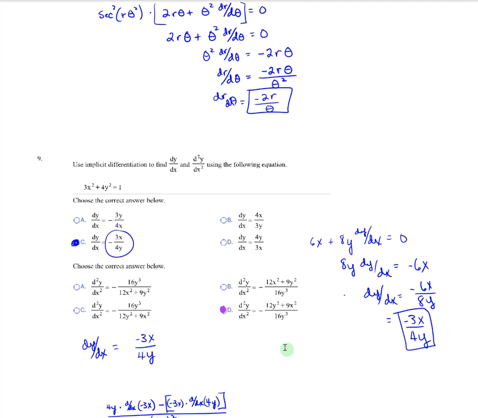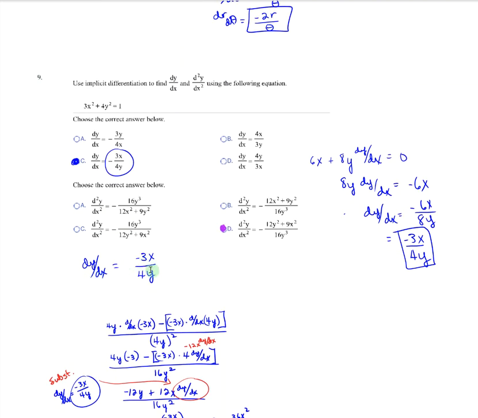Number 9, you are asked to find the first derivative and the second derivative. So this will be a little bit of work. All right, so let's do the first derivative first, and I've done that over here. So you have 6x plus 8y dy dx, subtract the 6x, divide by the 8y, and simplify. So the first derivative is negative 3x over 4y. They did ask for that answer. Now you know that that's what dy dx is.